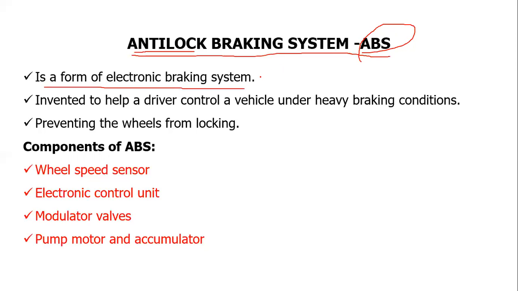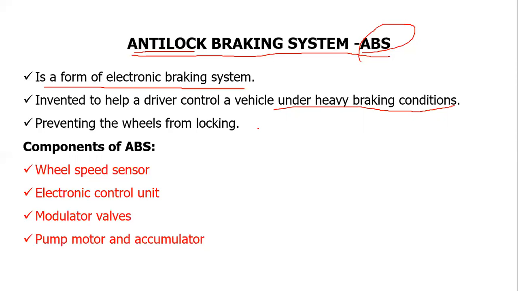So what are the electronic components installed in the system? We will see below. The ABS is mainly invented to help a driver control a vehicle under heavy braking conditions. When an unprecedented hurdle appears in our pathway, just assume you are going in a vehicle with a speed of 60 km per hour.